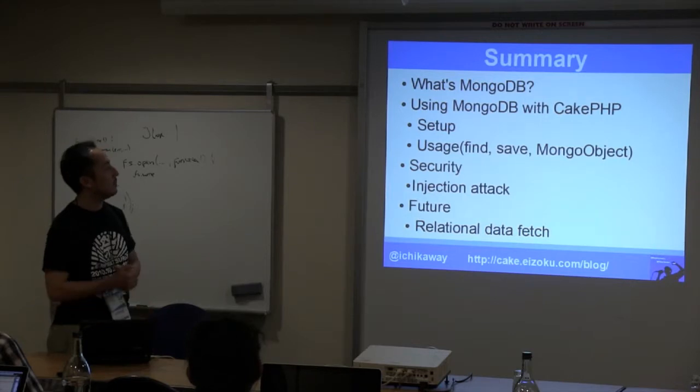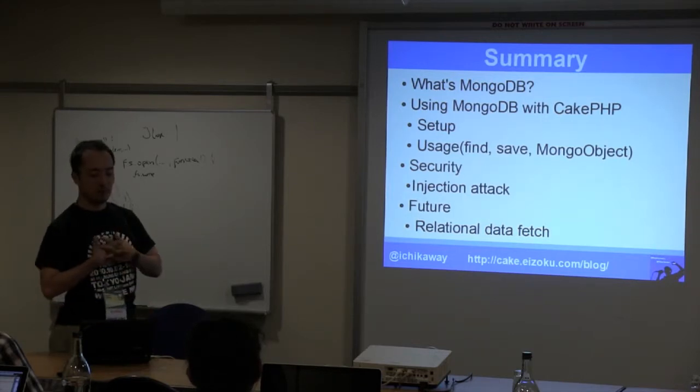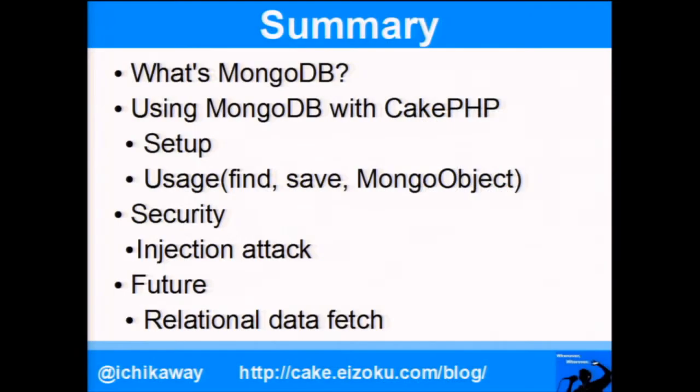Okay. Today I talked about what MongoDB is and how to use it with Cake, and then explained the injection attack and how to detect it. And finally, I told about the relational data fetching system.